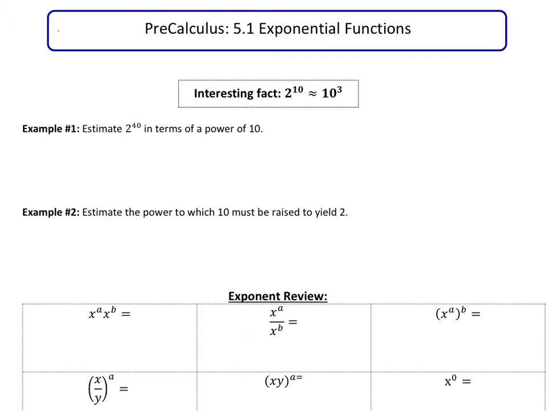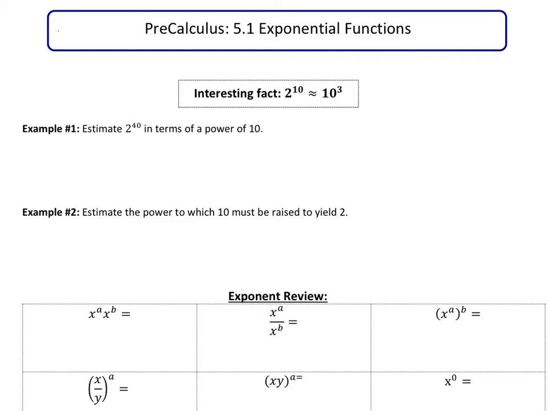Welcome to section 5.1 about exponential functions. We're going to start with this interesting fact right here that 2 to the 10th is going to be approximately 10 to the 3rd. Really interesting fact that we can use with all of our problems now.